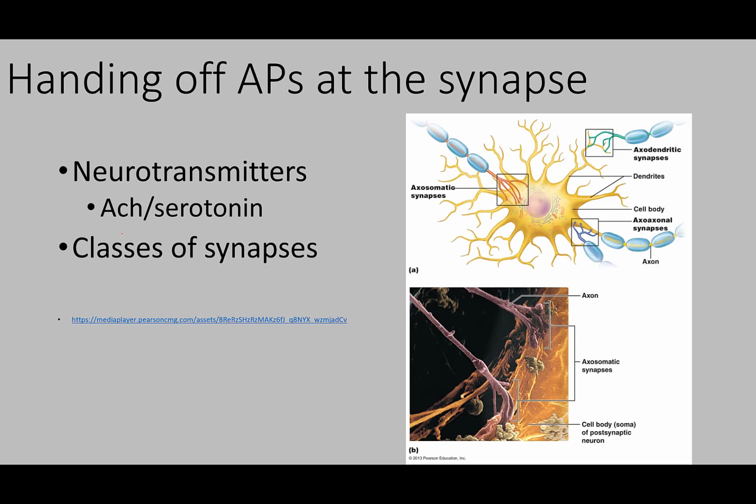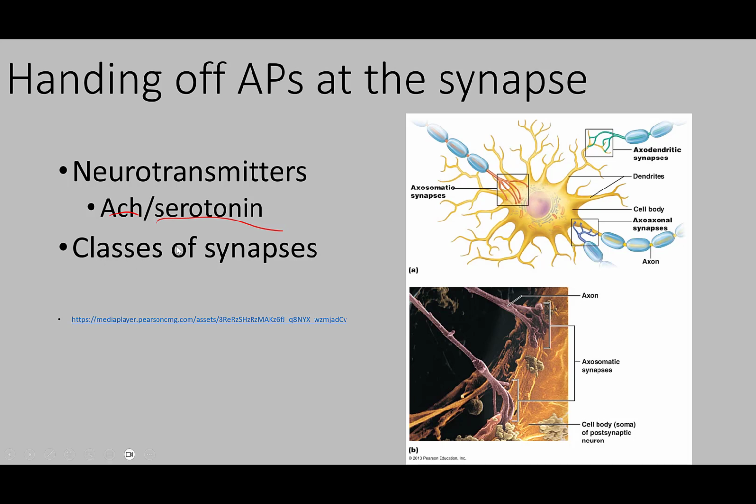So we said different neurotransmitters. ACH was the one that we drew. Serotonin is another. There are many of them in your book. Don't worry about learning all of them. Just know that some of them are going to depolarize the cell and cause an EPSP. Some of them are going to hyperpolarize the cell, maybe cause an IPSP.